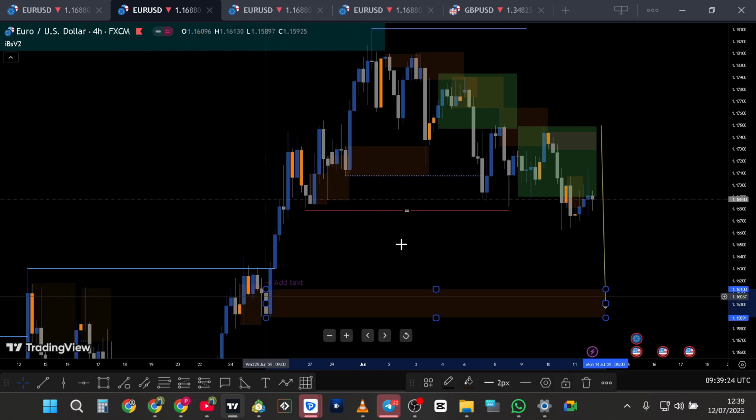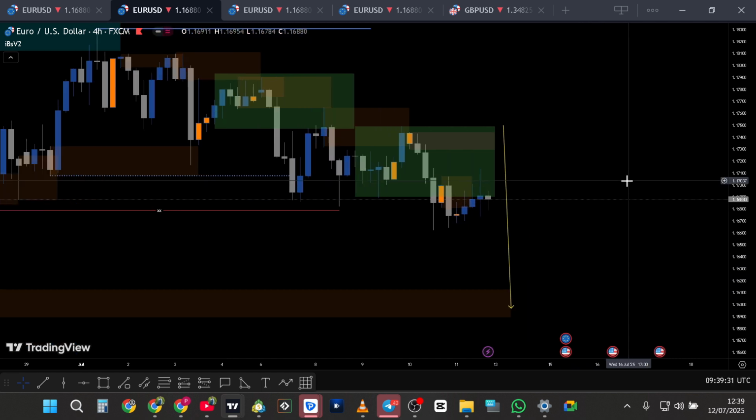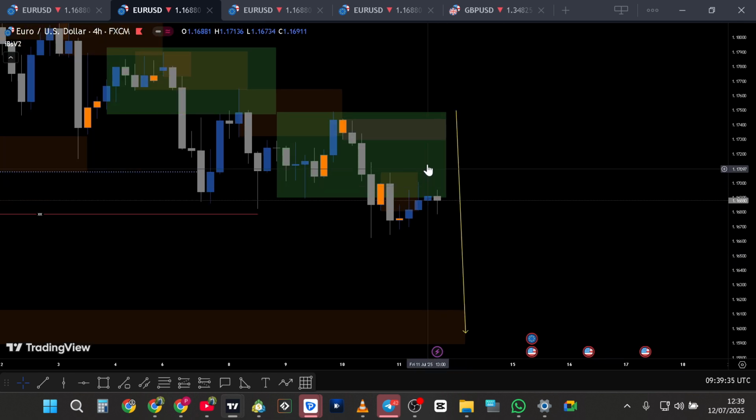price left this demand, so maybe they're coming there to mitigate that area of demand before continuing to the upside. Also, let's bear in mind that this candle with this long wick, you can see that several highs were taken between this one and this one, and also this one. So maybe it could have finished right there with that trend and then continue to the downside.